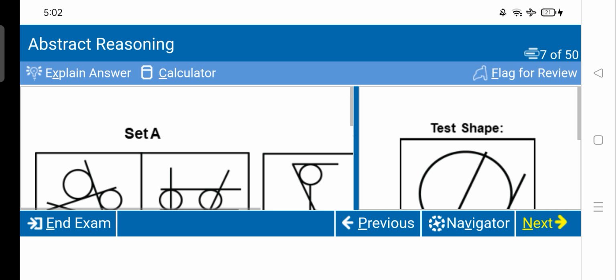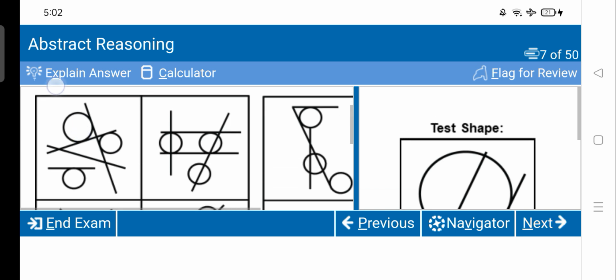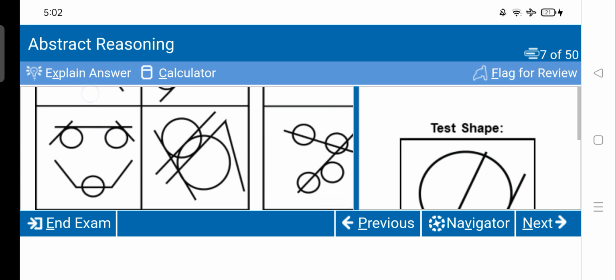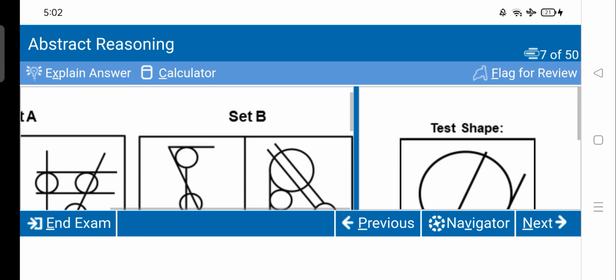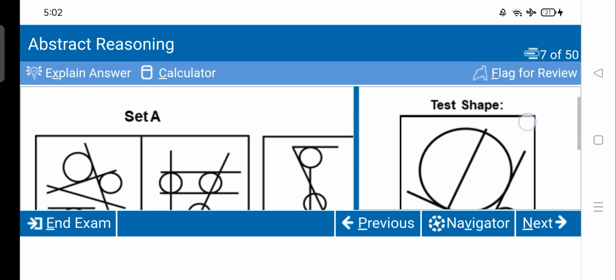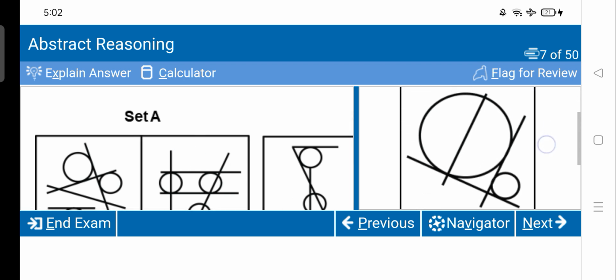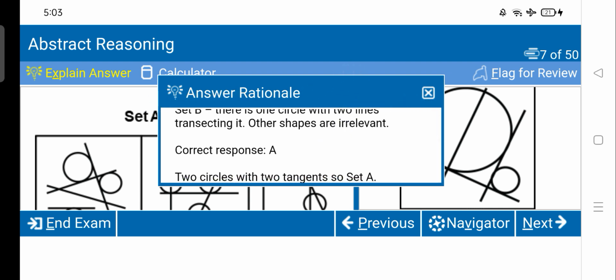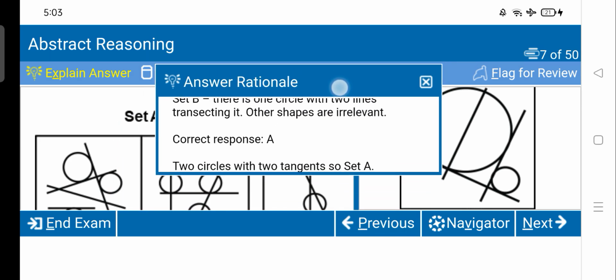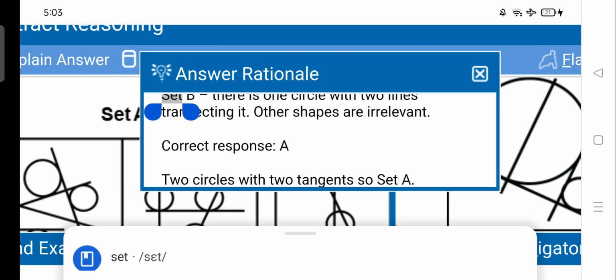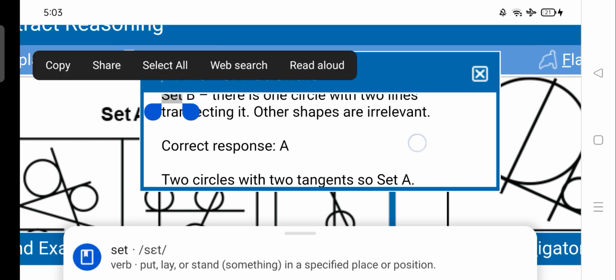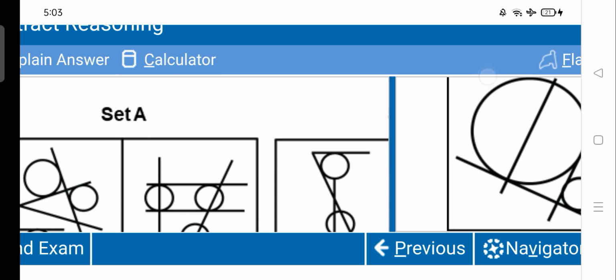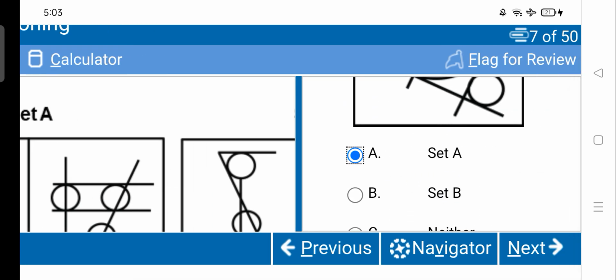Now again we have the same set of shapes. As you can see here, set A with these types of arrangements and set B with these arrangements. The test shape is given in this form. So the rules are the same as the set of shapes is the same. The correct response is option A, as two circles with two tangents. So set A. That's how we can say that option A is the correct option, which is set A.